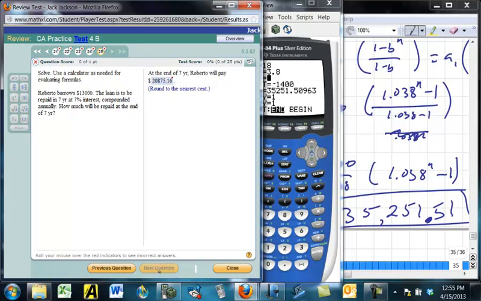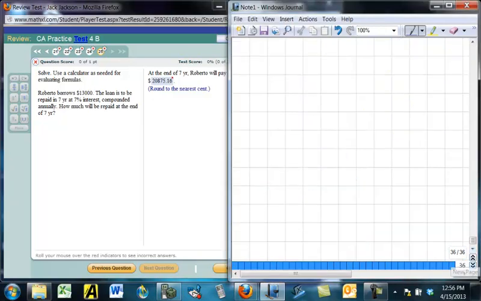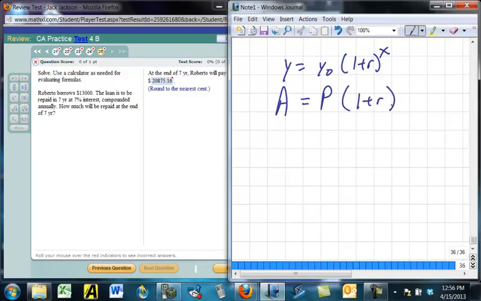Here we go. Let's see. Roberto borrows $13,000, loan to be repaid in 7 years at 7% interest compounded annually. We made him one payment at the end. So this is not an annuity payment. This is all at once. So compounded annually, so this is basically our y equals y sub 0, 1 plus r to the x kind of formula. So the amount owed is the amount borrowed, the principal, times 1 plus the rate to the time.